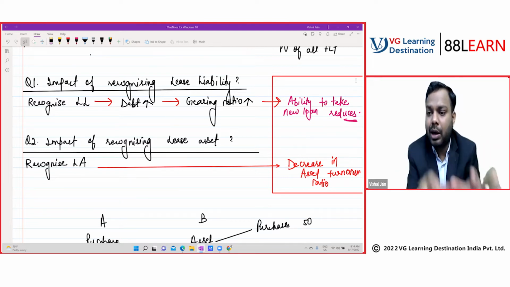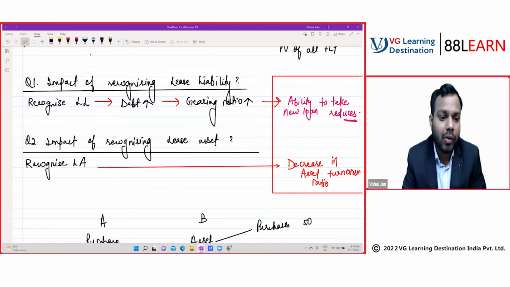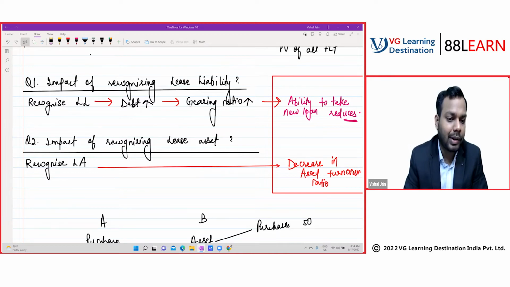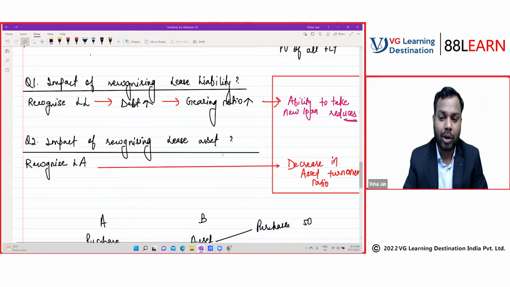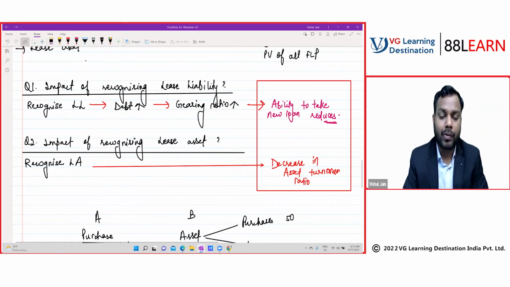We'll study everything. I think someone asked how will we record operating lease in IFRS 16. There is no concept of operating lease for a lessee in IFRS 16. Definitely there are certain exemptions which are given, which we'll study, but there is no concept of operating lease now. All contracts will be treated as finance lease contracts. I'm not talking about lessor, I'm talking about lessee.